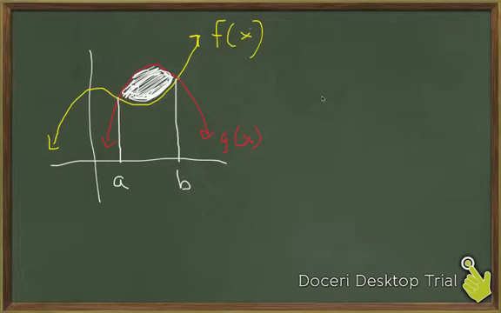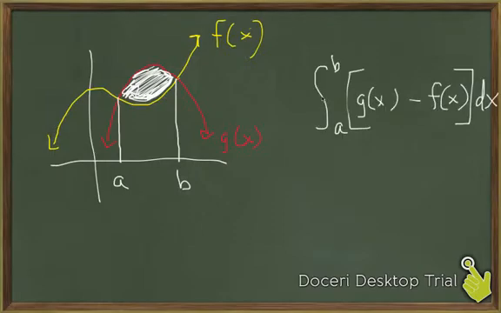So if this area is what we were looking for, we would find the intersection points, A and B. Those would be the x values where these two graphs intersect. And since g of x is always greater than f of x over the interval a to b, we would take the integral from a to b of g of x, the greater function, minus f of x, the lesser function, over that interval. And that would give us our area.